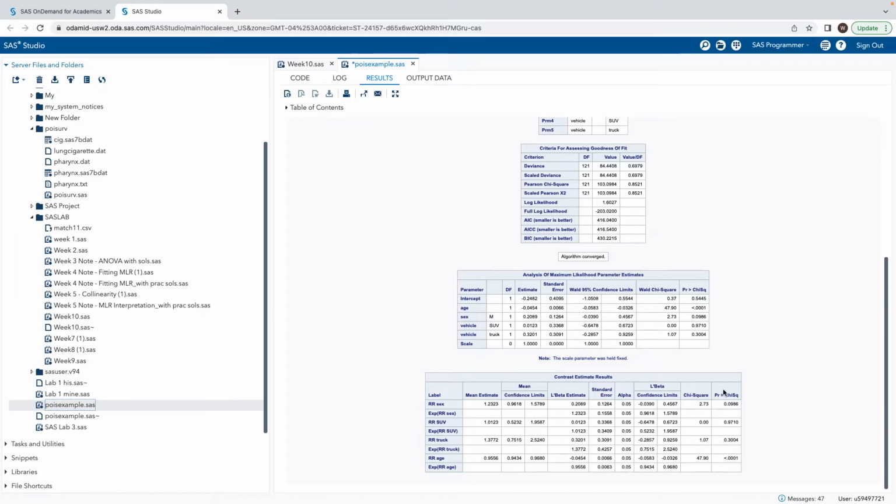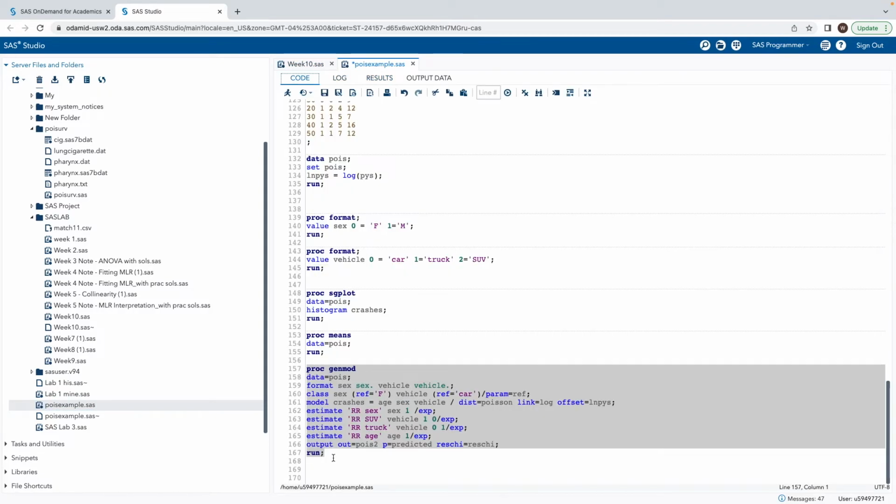But forgetting significance here, we would interpret this as males being at 1.2 times greater risk of experiencing a crash, and the same, 1.01 times greater if you're in an SUV, 1.4 times greater if you're in a truck, and as you increase in age, it looks like each year you increase in age is about a 5% decrease in risk of crashing. And again, it's not real data. It's just what I chose to do for this example.